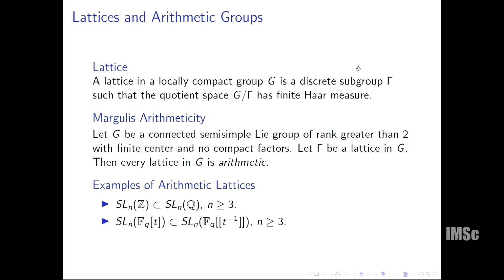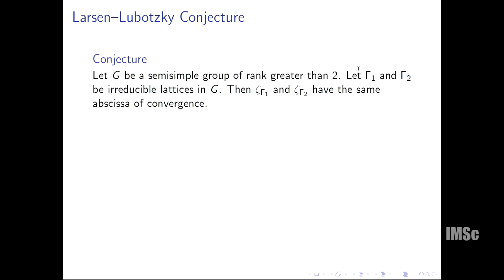So you just look at n by n matrices with determinant 1, but the entries are now polynomials, and you think of it as sitting inside this weird group whose entries are Laurent series in the variable T inverse. So anyway, this is the important thing to keep track of, SL_n(Z) and SL_n of polynomials. So these are the groups for which we would be interested in understanding the representation zeta function and the abscissa of convergence.